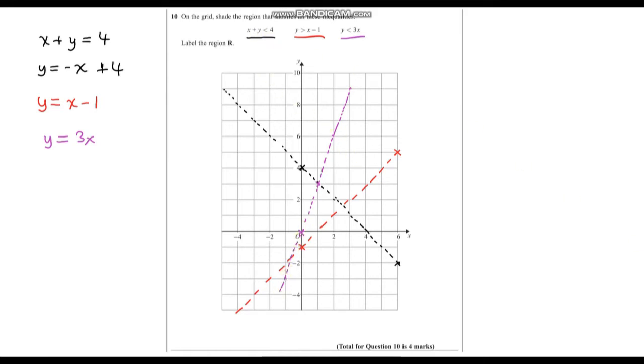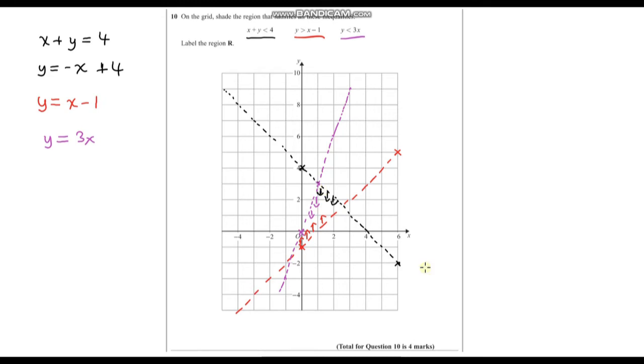Now, if we have a look at the inequalities, the symbols, we know which region we're going to shade. So the first one, it was less than, so it's going to be underneath the line. The red one was greater than, so it's going to be above the red line. And the last one is less than the purple line, so it's going to be underneath the purple line. And the region that satisfies all three of these inequalities is this triangle in the middle here.